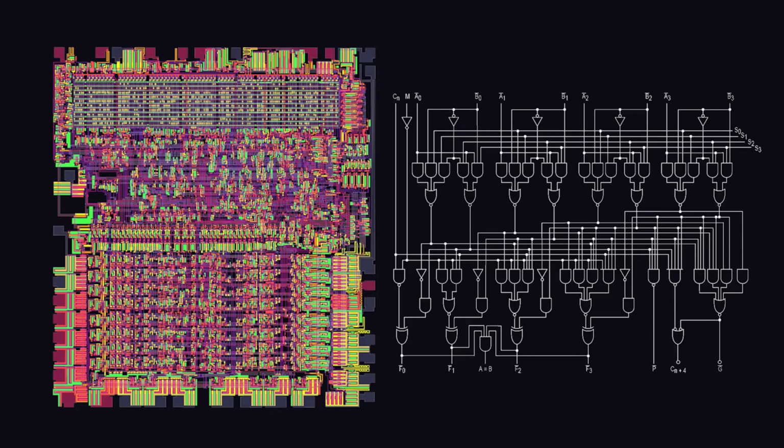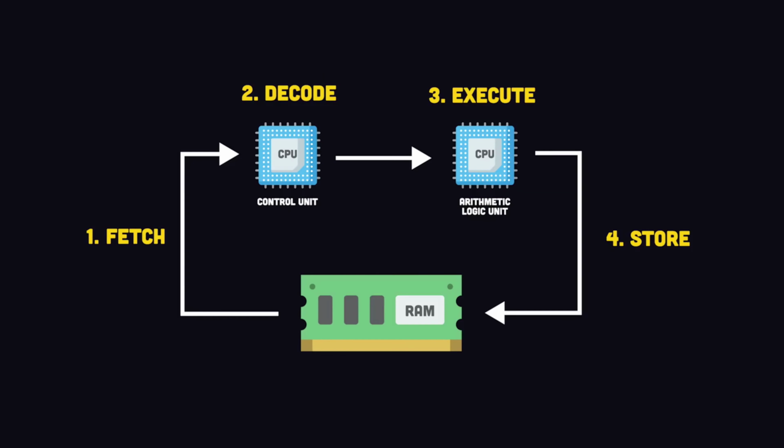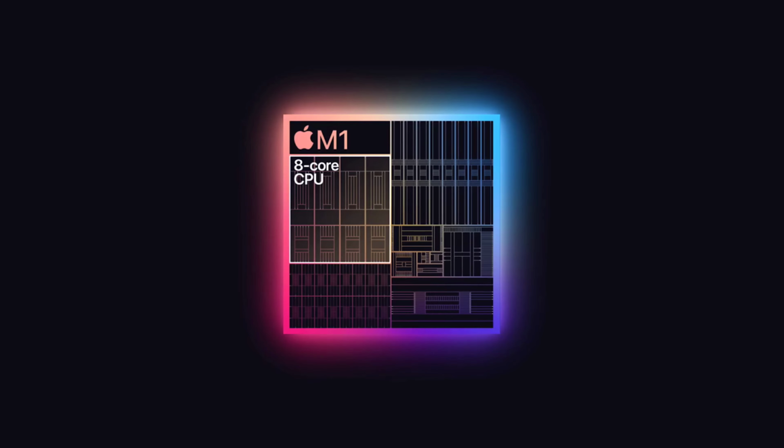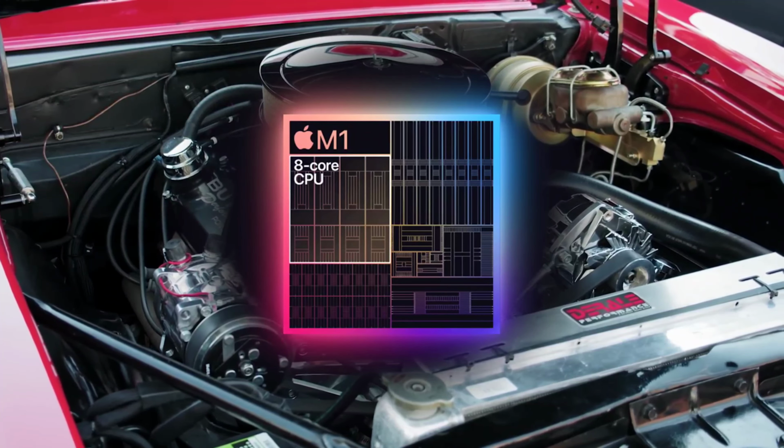relevant parts of the CPU. The arithmetic logic unit, or ALU, can perform math on the data and then store the results in RAM to change the state of the program. The cycle is repeated billions of times per second, and modern chips utilize multiple CPU cores to run multiple computations in parallel.